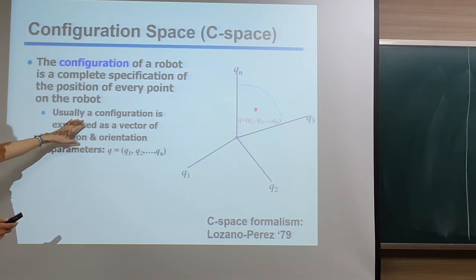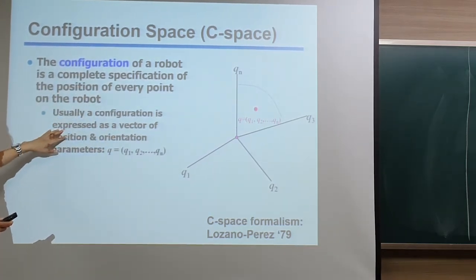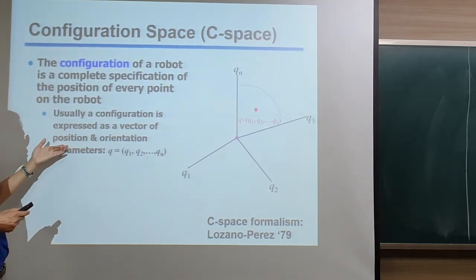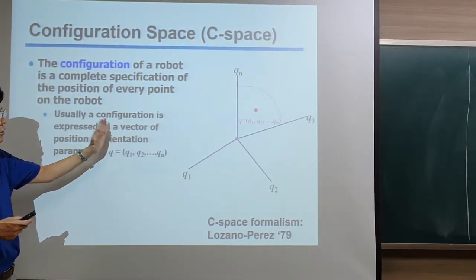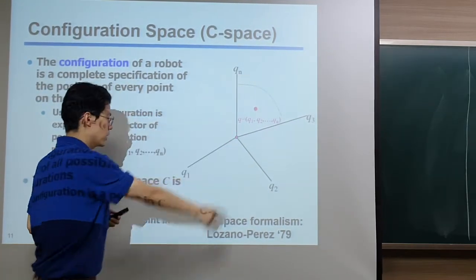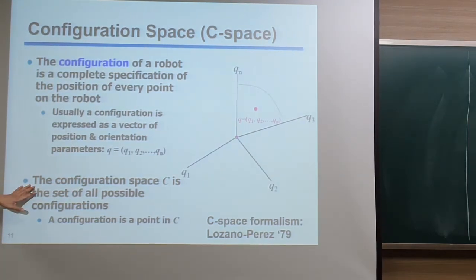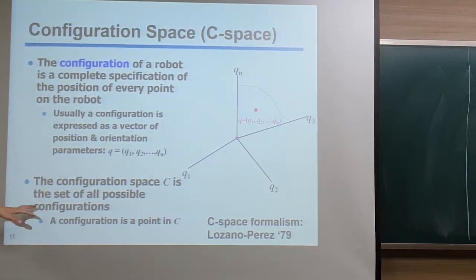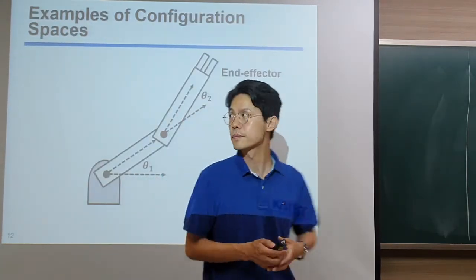And then the configuration is usually expressed as a vector containing the position of your robot or orientation of your robot. And then within C space, the configuration is nothing but a point. C space basically represents all possible configurations that your robot can have.